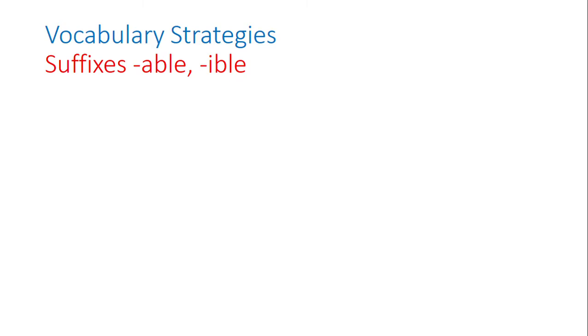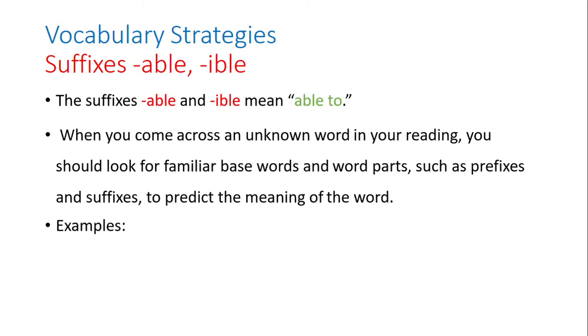Here, guys, we're going to discuss the suffixes able and ible, and they both mean able to. So when we add them to any word, you mean that you are able to do that word. Okay, so now we're going to take some examples.